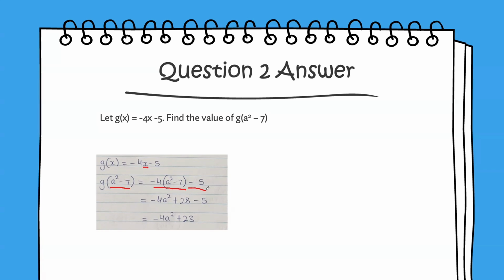Now if we expand this part here, we will get negative 4a squared plus 28 minus 5. We can simplify that to negative 4a squared plus 23. And again, that's our final output. So same sort of thing here: this is our function, and when we put this input in this function, we get this output.